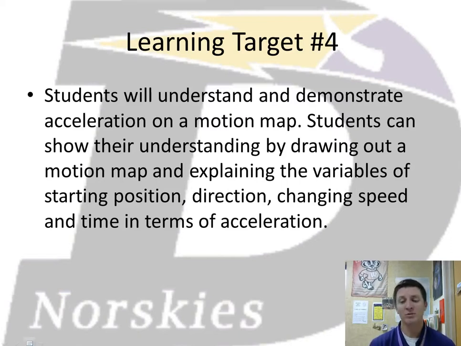I'm not going to review the directions on how to make a motion map. You're just going to have to make slight changes to the dots, the arrows, and the position based off of acceleration now. So instead of me teaching this, I want you to think of the factors that we need to know about: position, direction, changing of speed, and time. How do you represent those in a motion map, and how would they change based off an object that is accelerating, either changing speed, changing direction, or both?